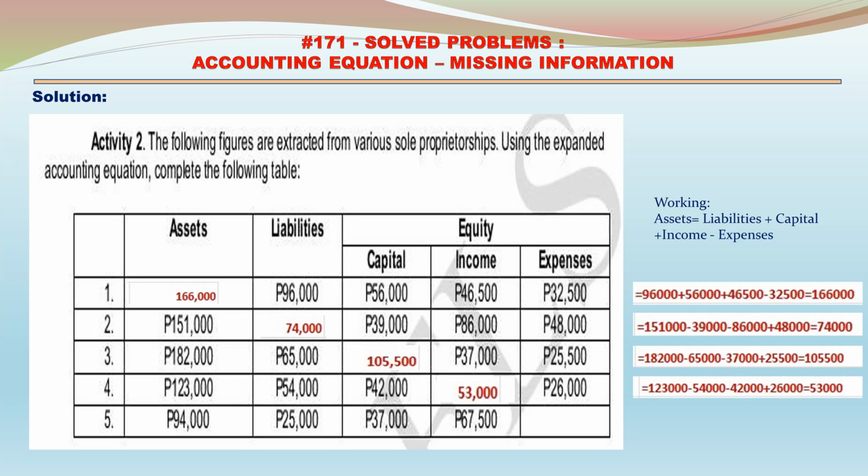Proprietorship 4. Assets 123,000, liabilities 54,000, capital 42,000, equity dash, expenses 26,000. Therefore, the equity is equal to 123,000 minus 54,000 minus 42,000 plus 26,000, that is equal to 53,000 is the amount of equity. Proprietorship number 5. Assets 94,000, liabilities 25,000, capital 37,000, income 67,500, expenses dash. Therefore, the expenses are 25,000 plus 37,000 plus 67,500 minus 94,000 is equal to 35,500 is the amount of expenses.